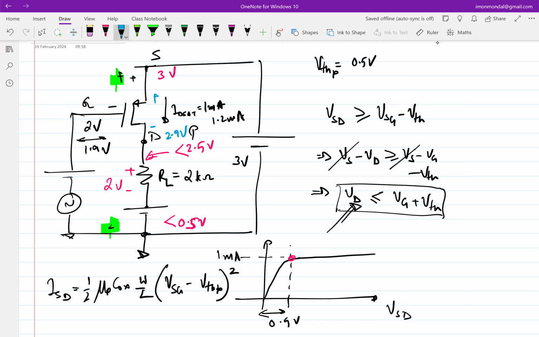So what is the difference between the gate and the drain voltage? Sorry, it's 1 volt. What is the maximum that I can sustain to keep the transistor in saturation? This is the condition. The difference can be as little as 0.5. It cannot be more than that. So the transistor goes out of saturation, so I cannot go this side at all.